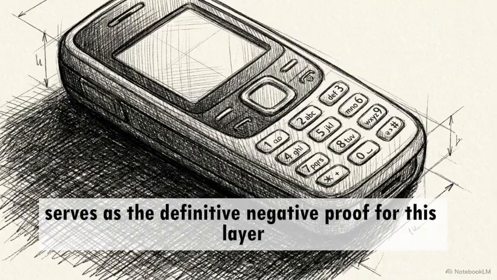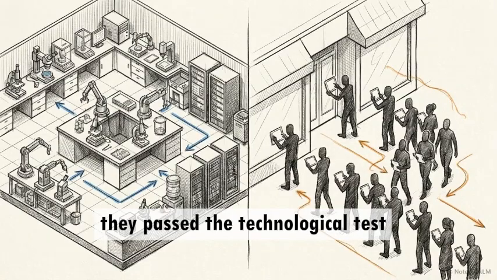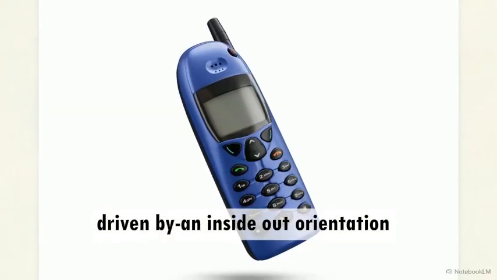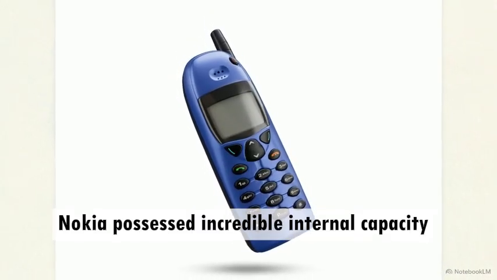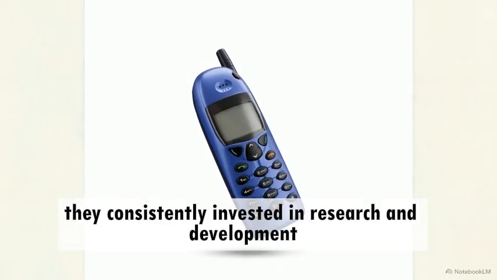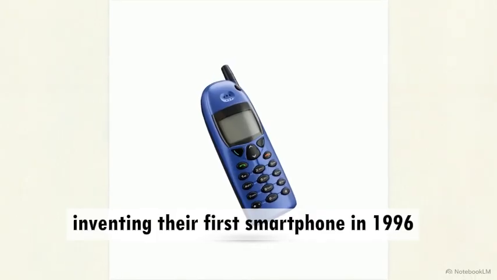Nokia serves as the definitive negative proof for this layer. They passed the technological test, but failed the integrative test. Driven by an inside-out orientation, Nokia possessed incredible internal capacity. They consistently invested in research and development, inventing their first smartphone in 1996.